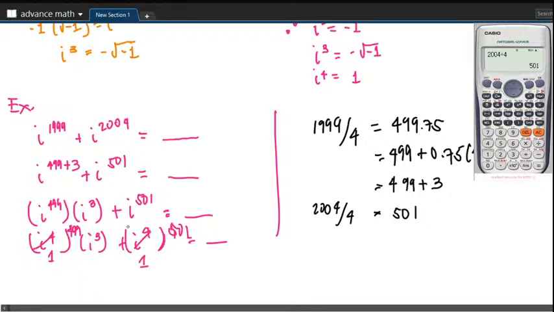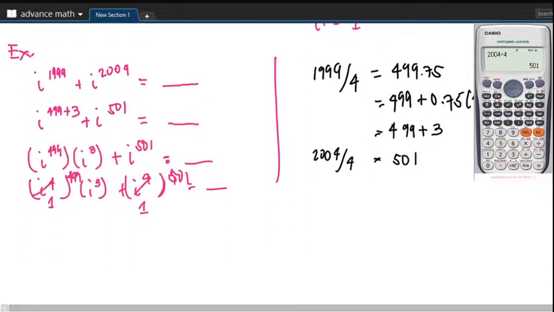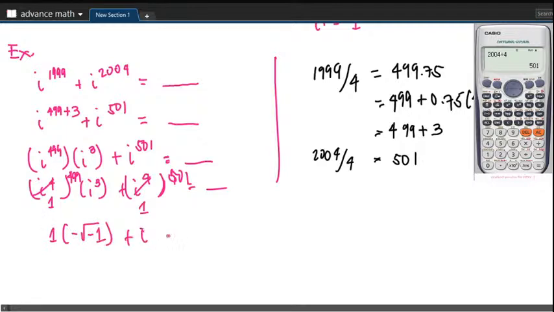Then our I to the power of 3, from this one, is equal to negative 1. So we have 1 times the square root of negative 1 plus 1, which is equal to the answer. So we could say that I raised to the power of 1999 plus I raised to the power of 2004 is equal to negative square root of negative 1 plus 1. And this is now our answer.